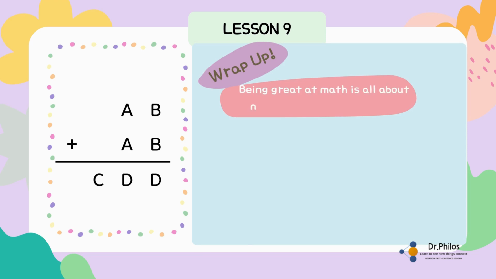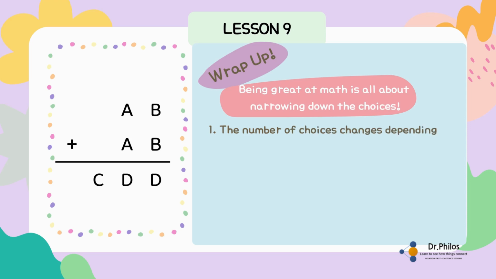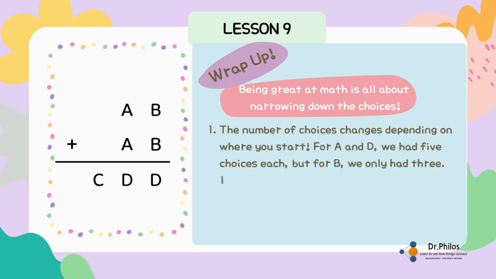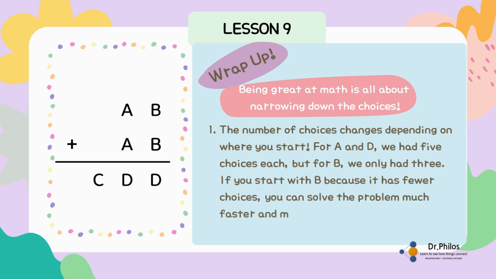Being great at math is all about narrowing down the choices. The number of choices changes depending on where you start. For A and D, we had 5 choices each, but for B, we only had 3. If you start with B, because it has fewer choices, you can solve the problem much faster and more accurately.